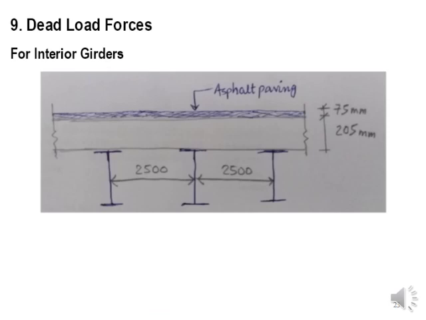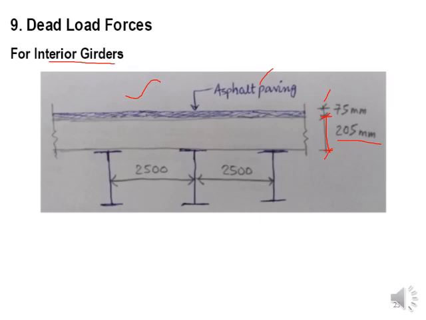Then come the dead load forces. Dead load forces you can do by yourself. For the interior girder, the figure is given. Asphalt paving of 75 millimeter is provided separately, and 205 millimeter is the bituminous overlay, including the wearing surface. In between, the inner spacing is given.